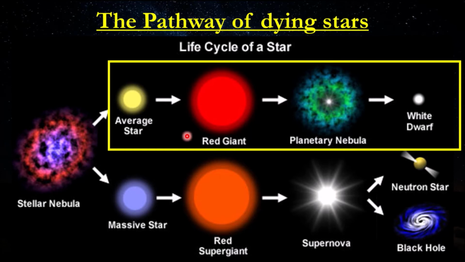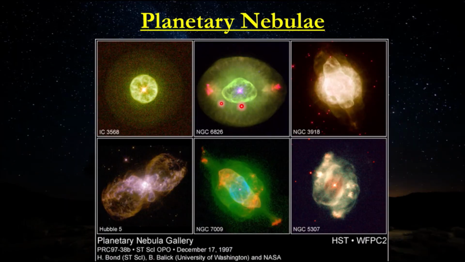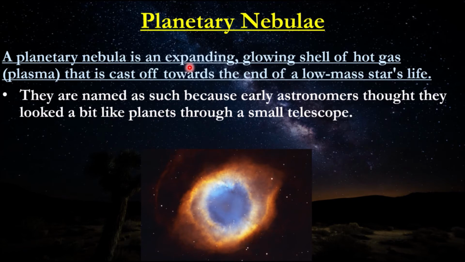Okay, so let's look at the progress for a low mass star forming a planetary nebula. A planetary nebula, as you can see in this diagram here, looks like an actual nebula, and they kind of appear like planets. A planetary nebula is an expanding glowing shell of hot gas, plasma, that is cast off towards the end of a low mass star's life. They are named such because early astronomers thought that they looked a bit like planets through a small telescope.